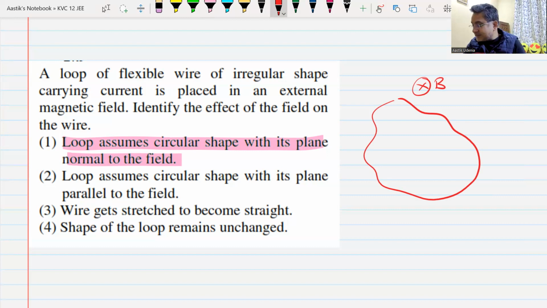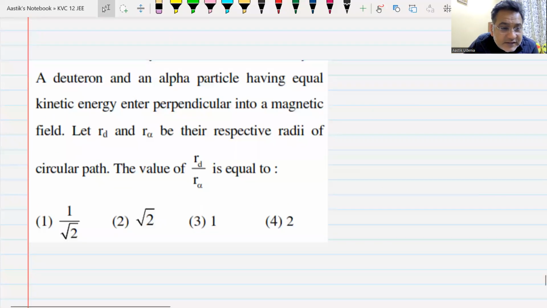Question from recent years. And you can see almost all of the questions we have done in the class. This is the next one in line. A deuteron and an alpha particle having equal kinetic energy enter perpendicular into a magnetic field. Rd and R alpha are the respective radii of circular path. Ratio you have to find out.